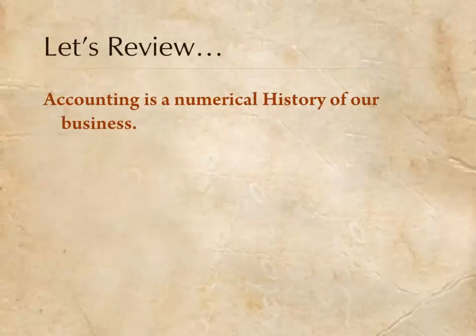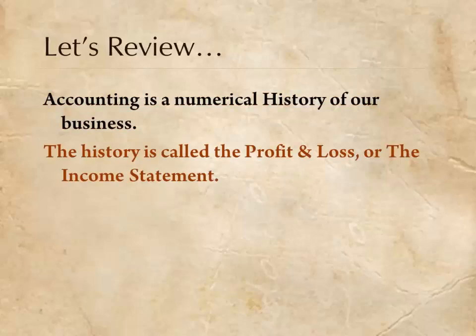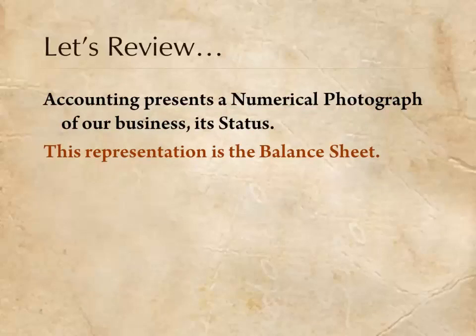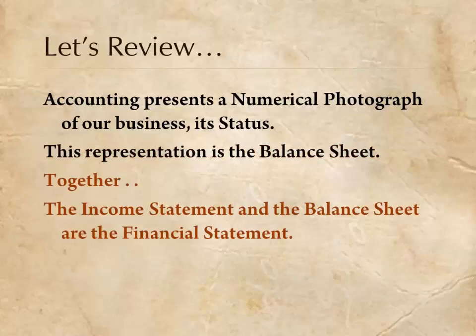Now it's time for a review. Accounting is a numerical history of our business. The history is called the profit and loss, or the income statement. Accounting presents a numerical photograph of our business, its status. This numerical photograph is called the balance sheet. Together, the income statement and the balance sheet are the financial statements.